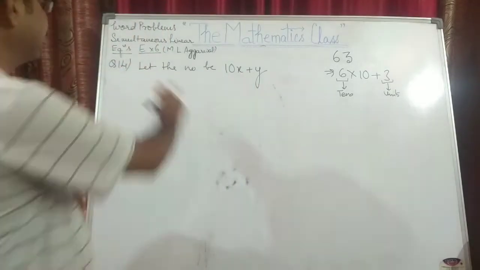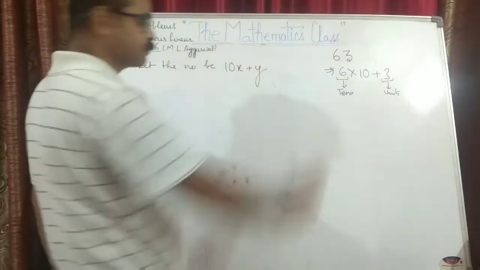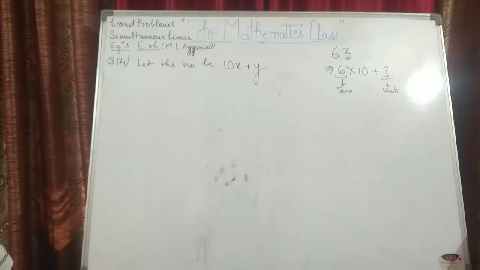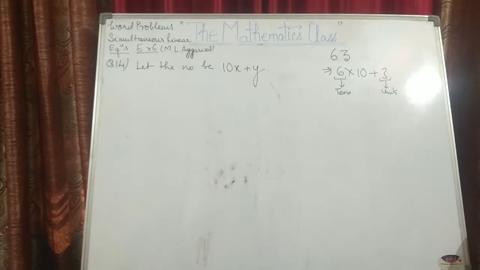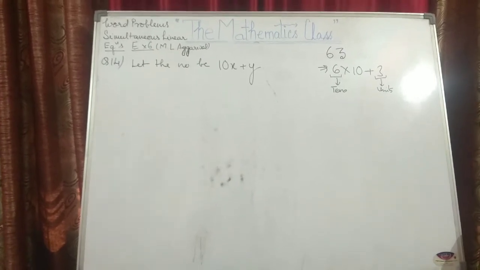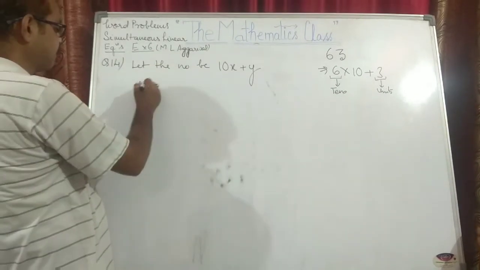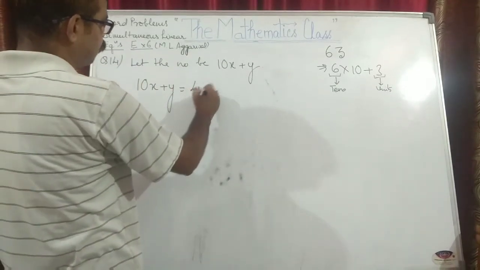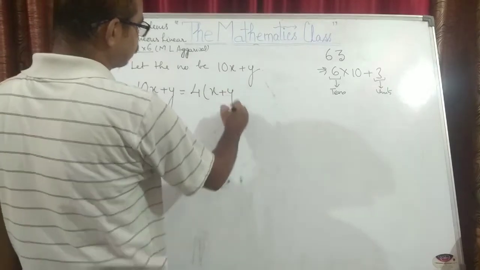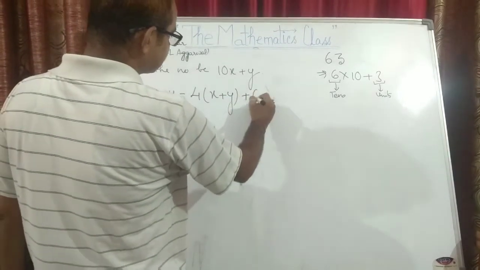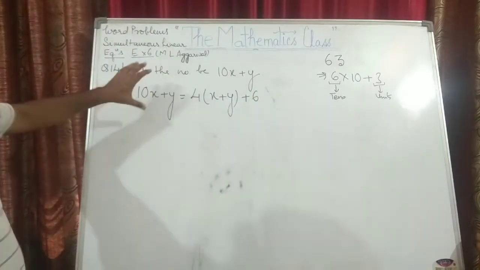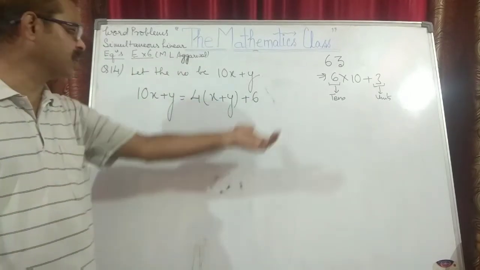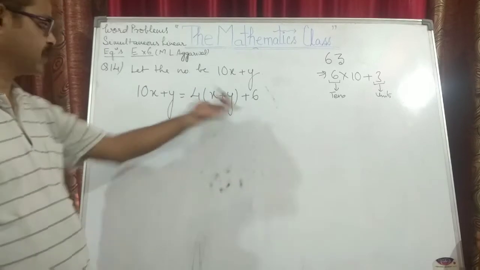First of all, let the number be 10x plus y. Now what does the question say? It reads: a number of 2 digits exceeds 4 times the sum of its digits by 6. A number, that is 10x plus y, exceeds 4 times the sum of the digits by 6. It means this number is 6 units more than 4 times its digits. So you can solve it out.